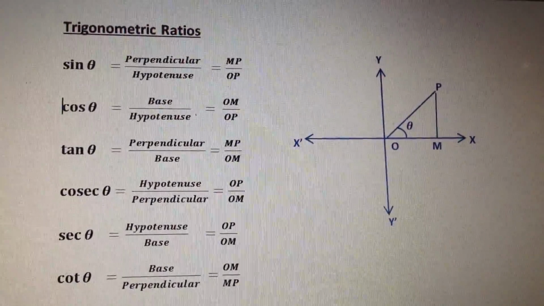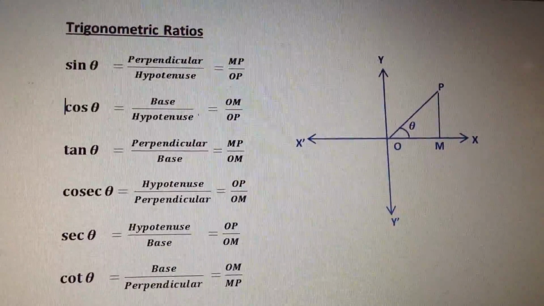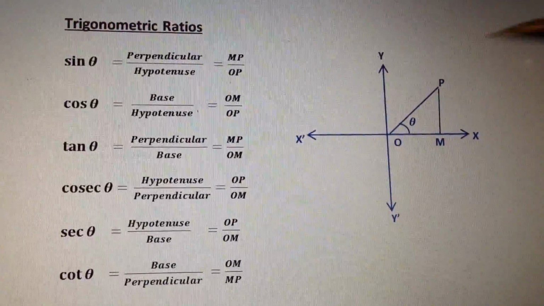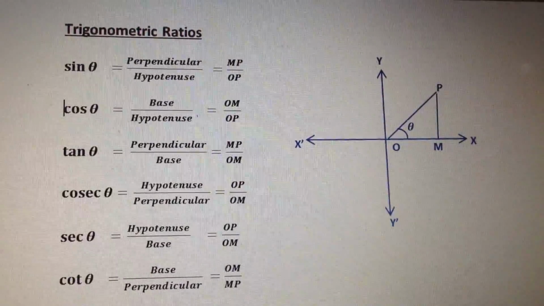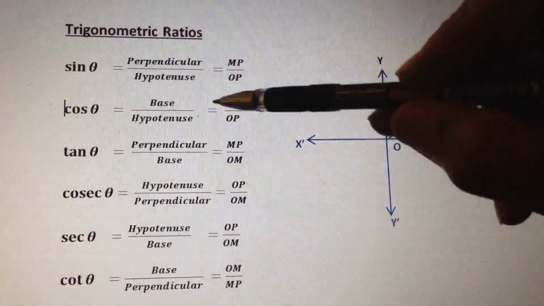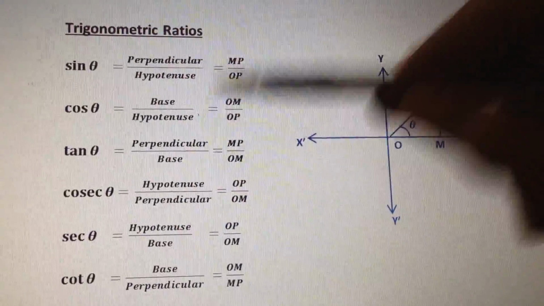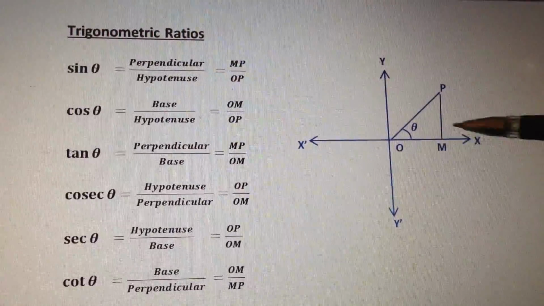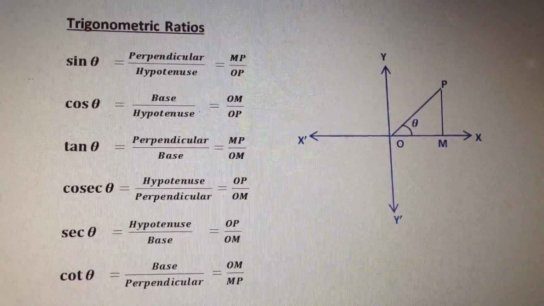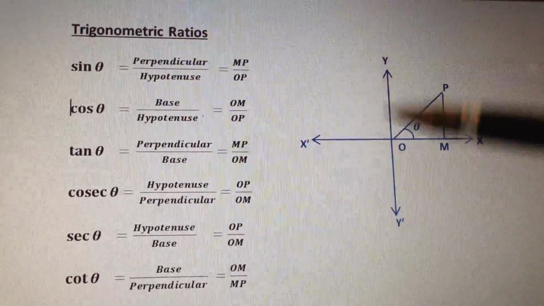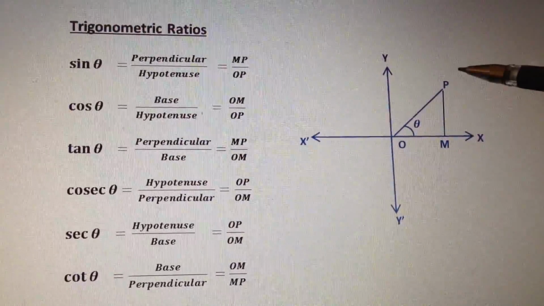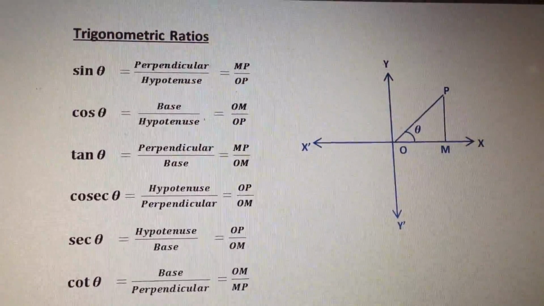Sin theta is equal to perpendicular by hypotenuse, which is equal to MP by OP. Cos theta is equal to base by hypotenuse, that is OM by OP. Tan theta is equal to perpendicular by base, that is MP by OM.